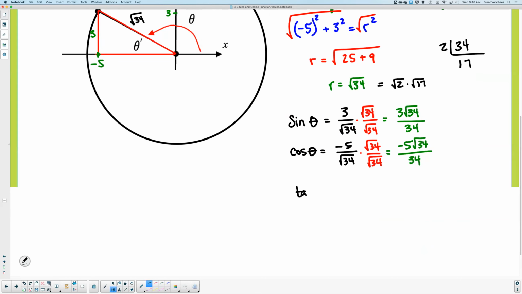Okay, sine is y, cos is x, tangent is, what is tangent? Y over x. Sine is y, cos is x, tangent is y over x. All you have to do is you take the numerators, the denominators will cancel. So it'll be 3 over negative 5. Now I can leave that one alone. There's no square in the denominator. I can leave my answer like that. So there are my solutions here.